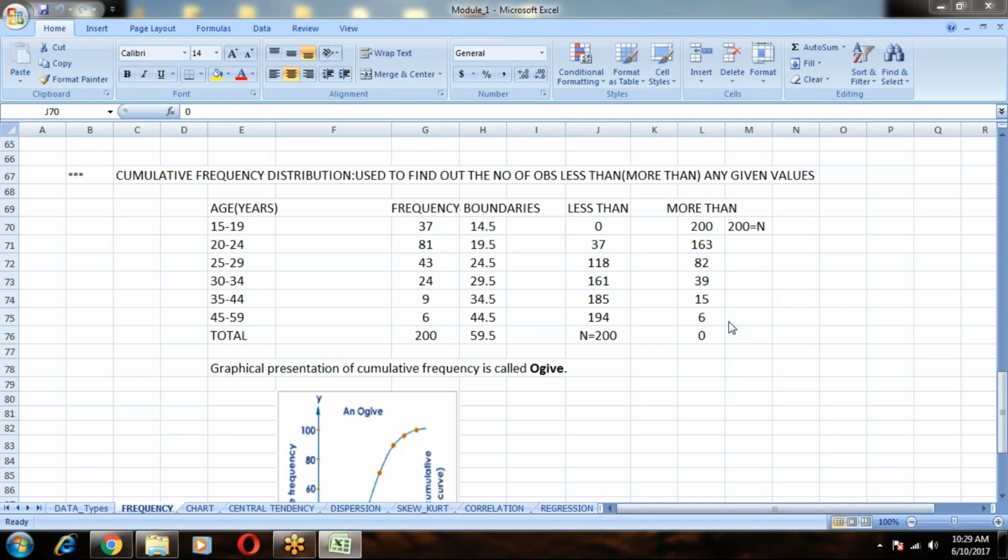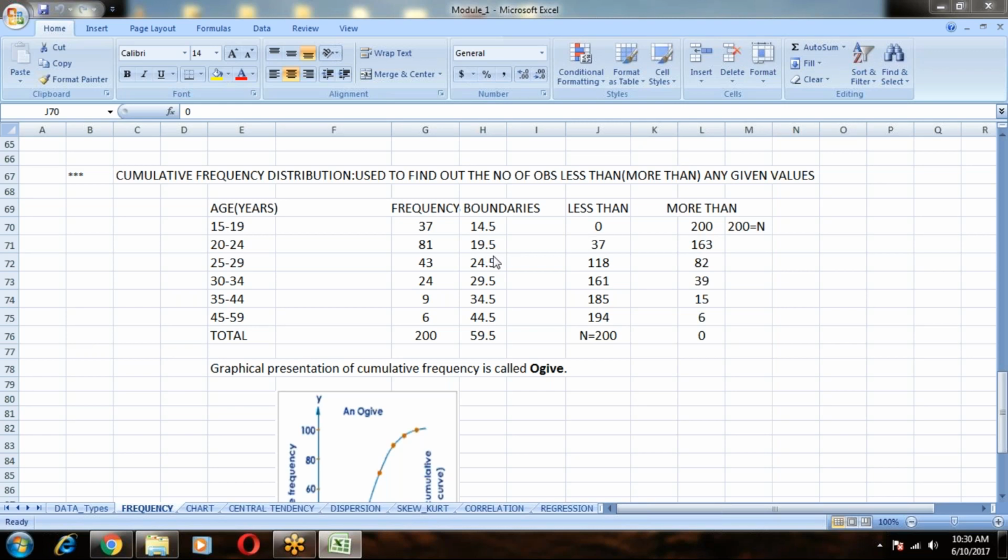We are starting with: how many students are there whose age is above 14.5? Obviously everyone's age is above 14.5. So in total, how many students do we have? It's 200 students, right? So everyone's age is above 14.5, and here we have written 200. Now the next question is, how many people's age is above 19.5?